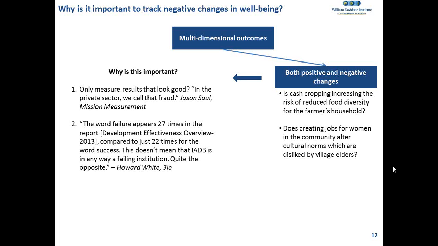Howard White of 3IE applauds the recognition of failure by stating in a blog, "The word failure appears 27 times in the IADB's 2013 Development Effectiveness Overview report, compared to just 22 times for the word success. That doesn't mean that the IADB is in any way a failing institution. Quite the opposite." DFID has also begun to recognize failure in a big way.